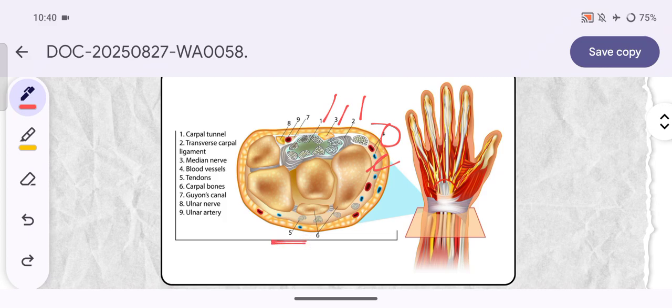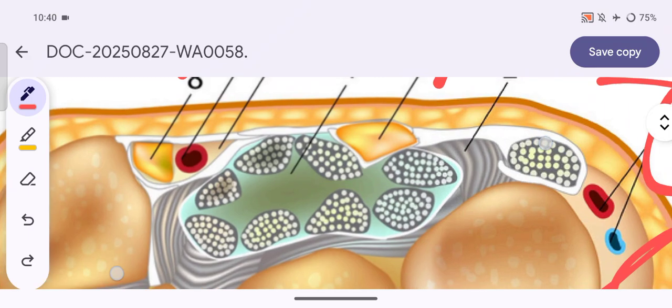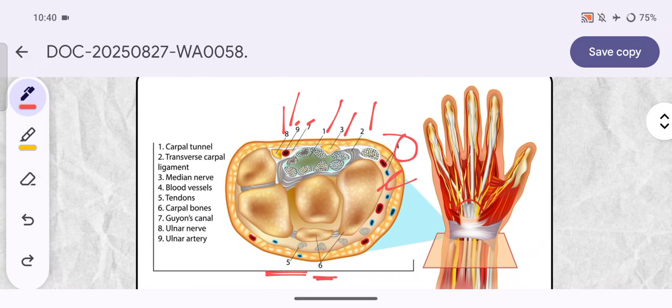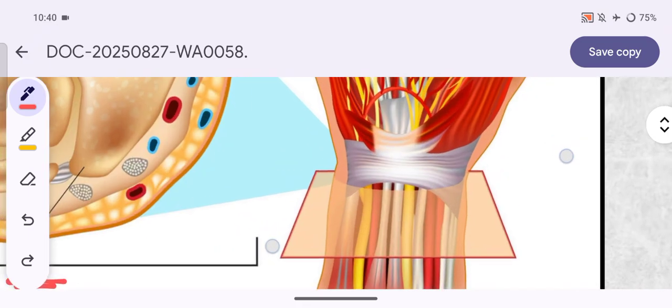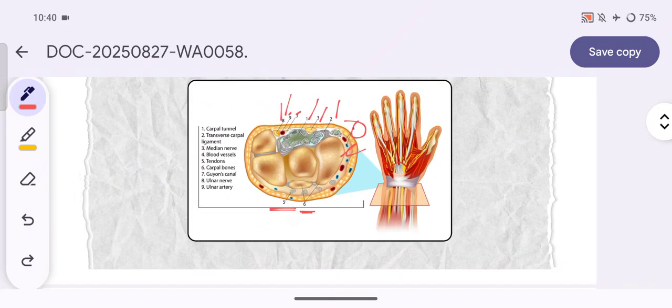and number 6, these are carpal bones, number 7 is Guyon's canal, number 8, ulnar nerve, and number 9, ulnar artery. So we have seen in the diagram what the carpal tunnel is. This is the carpal tunnel basically, and we have also seen the boundaries and contents in the diagram part. This is the transverse section of this part of the wrist.